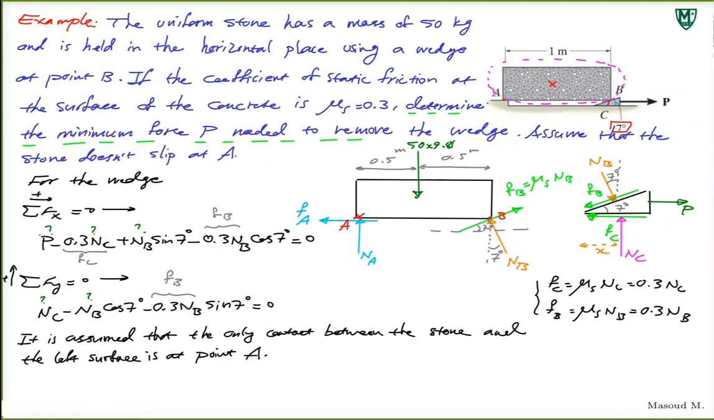Okay, I'm going to repeat. If you write the equations for the moments about point A for the stone block, NA is gone and FA is gone. You get an equation that only contains NB. And you can find NB from there. And if you find NB, you can come back to the first two equations you wrote for the wedge. If you know NB, then you're going to have two equations, two unknowns, and you can solve this.